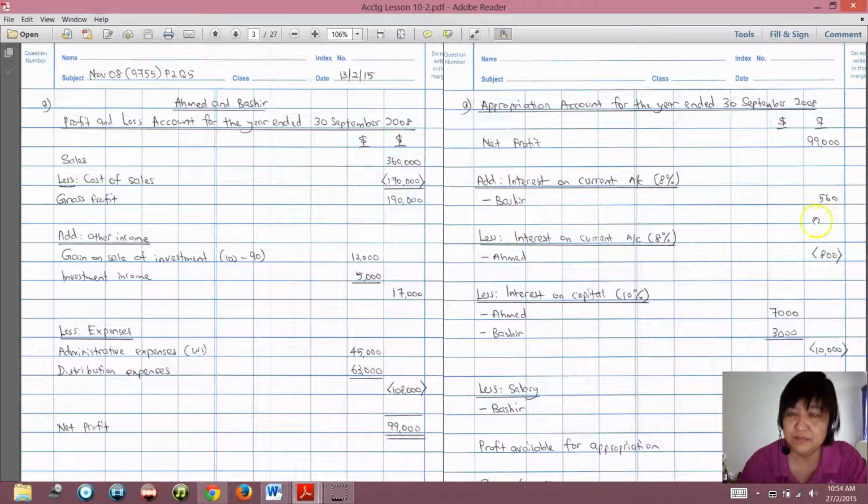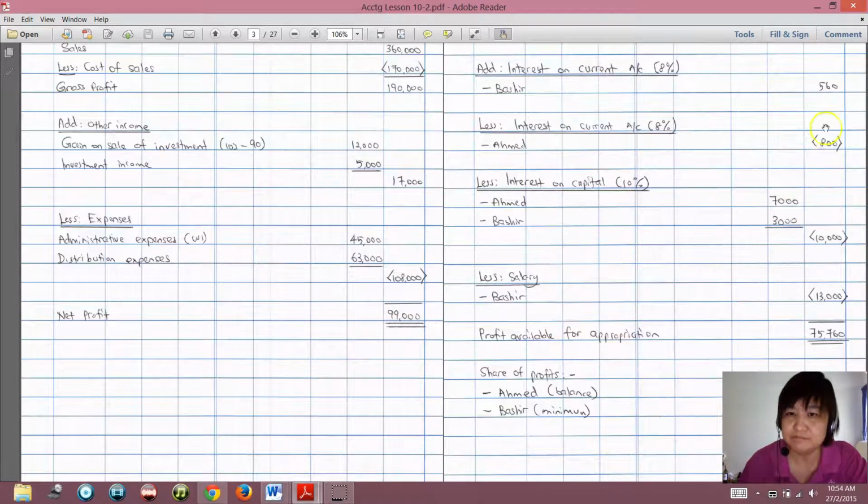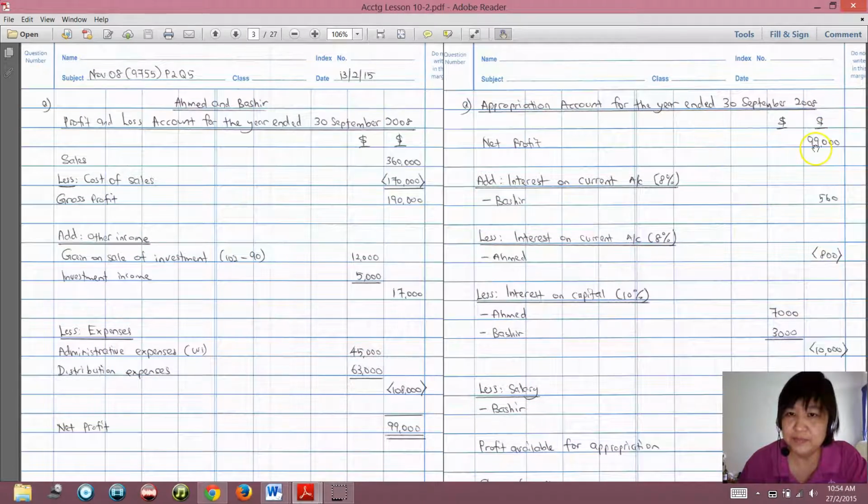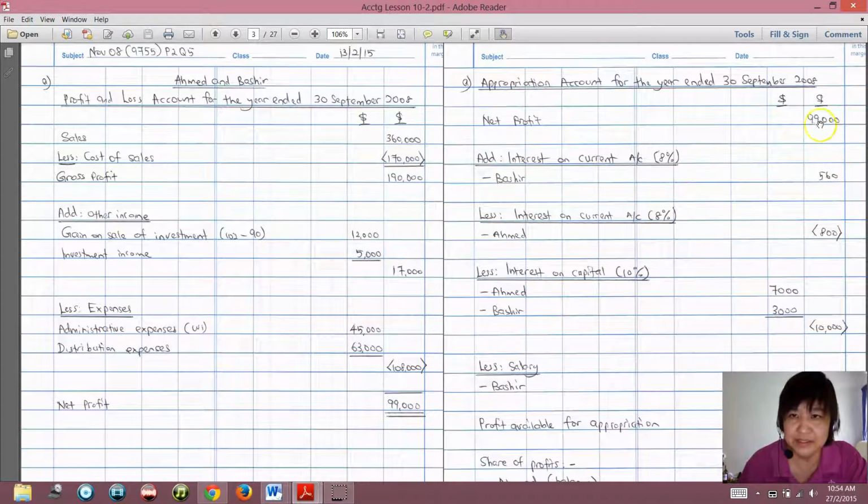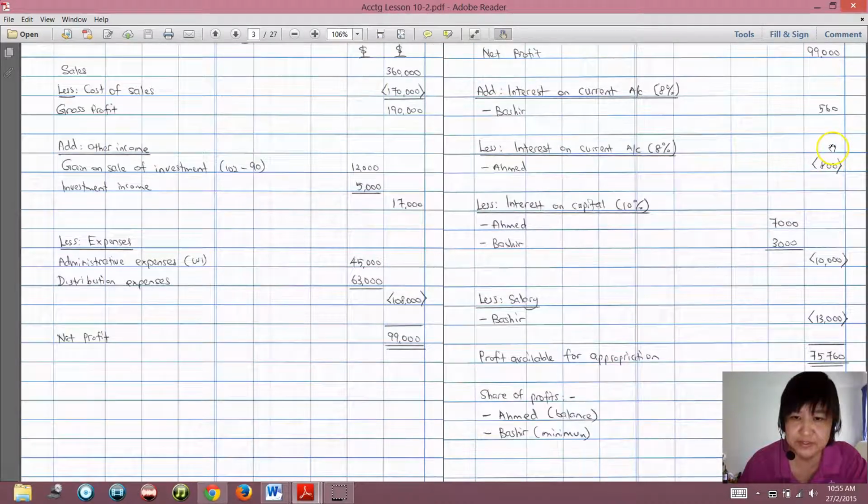$560. So this is how I get my figures. So this one, net profit, we haven't got this net profit figure yet. But just let me explain first. Assuming when we get the net profit figure already, then add whatever, minus whatever, then you get profit available for appropriation.